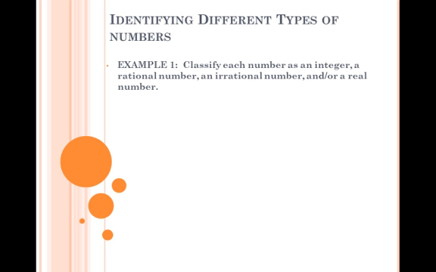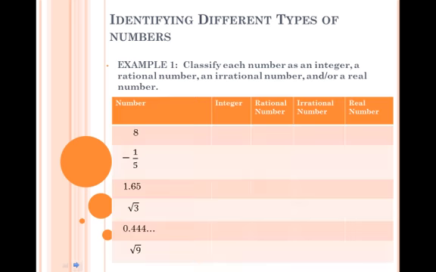Now let's look at an example. In example 1, we want to classify each number as an integer, a rational number, an irrational number, and or a real number. So let's start off with the number 8. 8 is an integer, which is also a rational number and a real number. Negative 1/5. Negative 1/5 is not an integer, but it is a rational number because it can be rewritten as negative 1 over positive 5, which is a fraction of two integers. And all rational numbers are also real numbers.